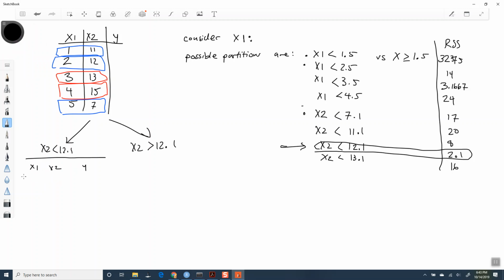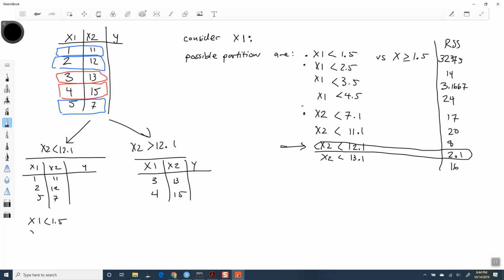Now I have x1, x2, and then y, and we go 1, 2, 5, 11, 12, and 7. And over here my data set is x1, x2, and y, 3, 4, 13, and 15. Then I would consider, now I have 2 possible splits on x1. So the possible splits I have here are x1 less than 1.5, x1 less than 2.5, x2 less than 7.1, and x2 less than 11.1. So there's 4 possible splits here. I look at all 4 of them, and I choose the best performing one. Over here there's only 1 possible split.